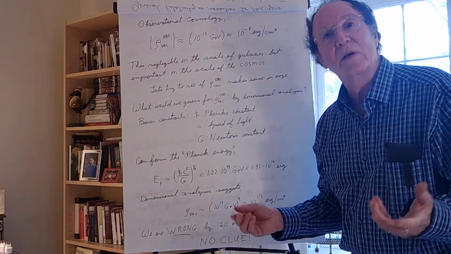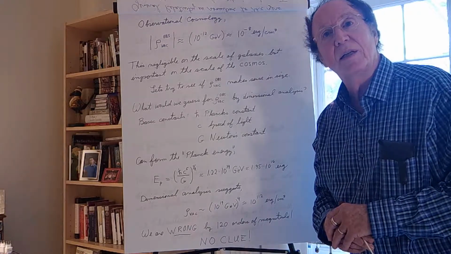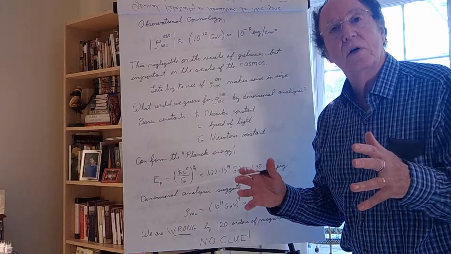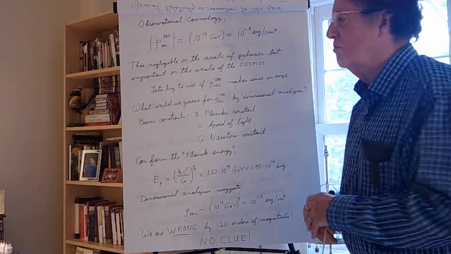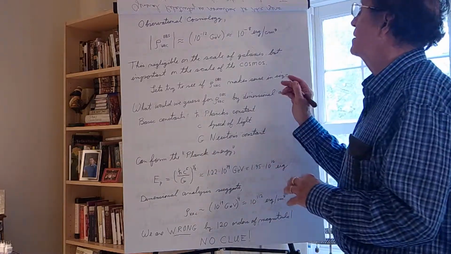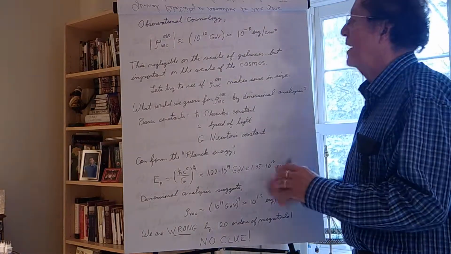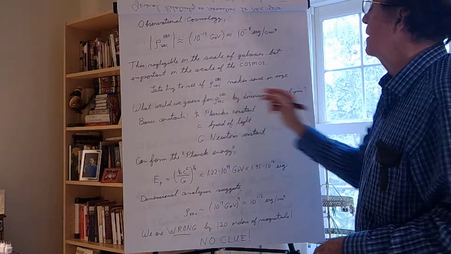It better not contribute to the precession of the perihelion of Mercury, for example, or in the lensing of light as it goes around the sun. So it has to be small like that, and we'll see this number is sufficiently small that it satisfies that. But it is important on the scale of the cosmos.